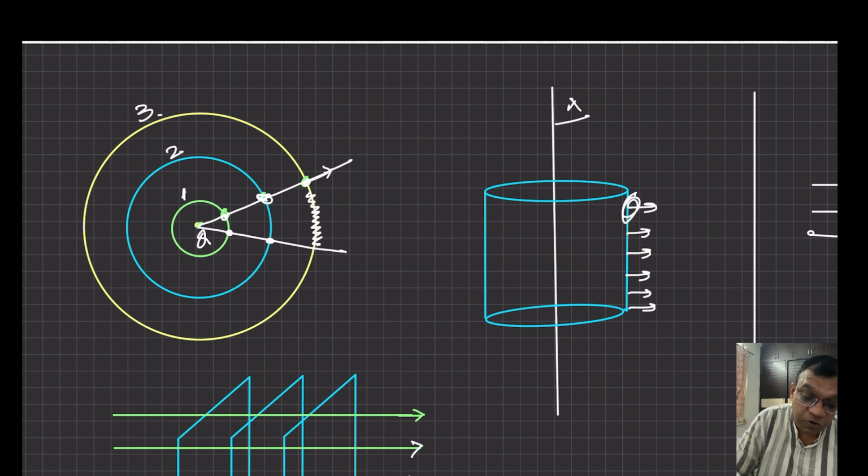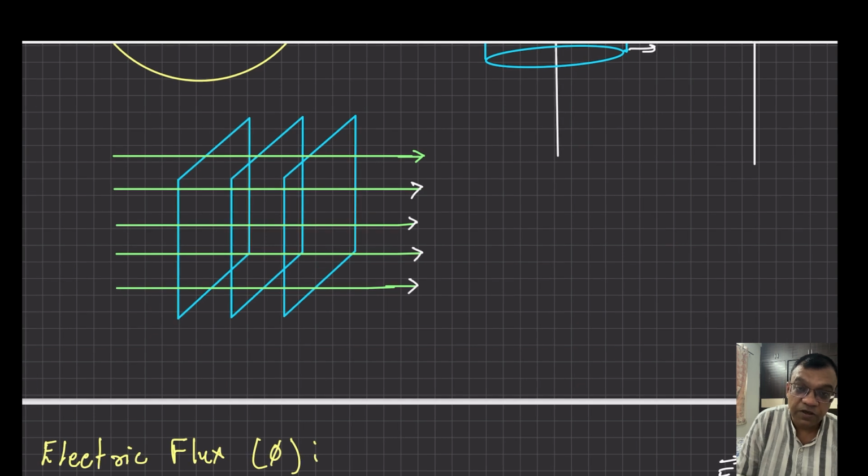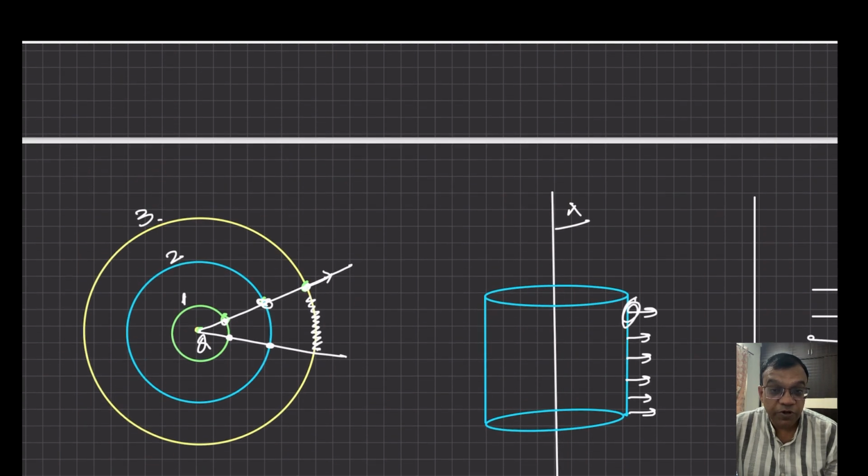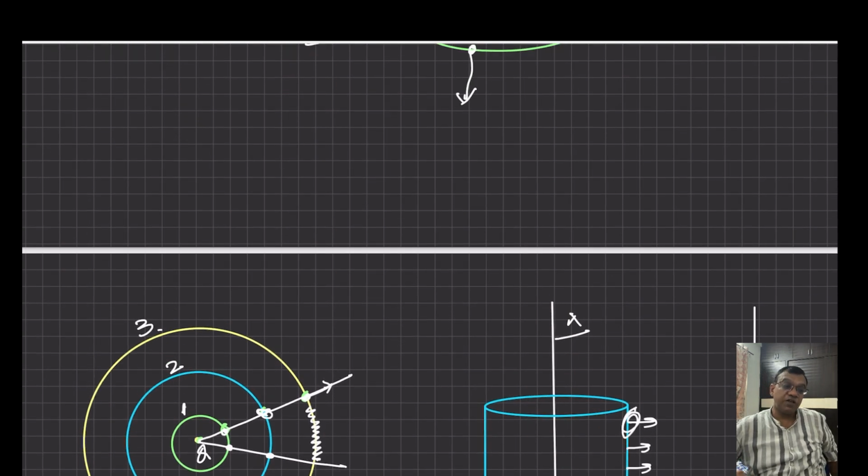If you have a uniform electric field throughout the space, then you draw one surface perpendicular to the field lines this way, then this surface will be an equipotential surface, like the third diagram you see we have drawn. So equipotential surface is also a very important concept. Once you know what the equipotential surface is, you can answer certain questions very easily, right?